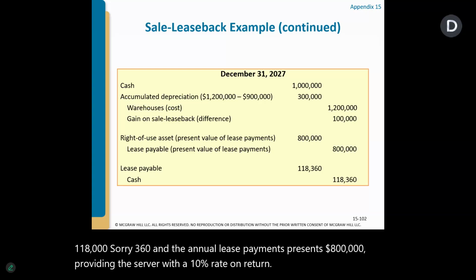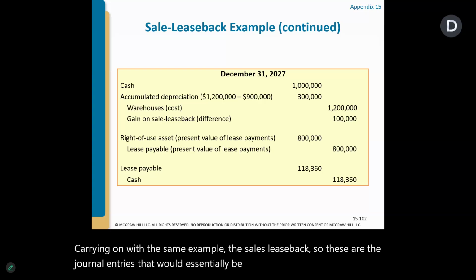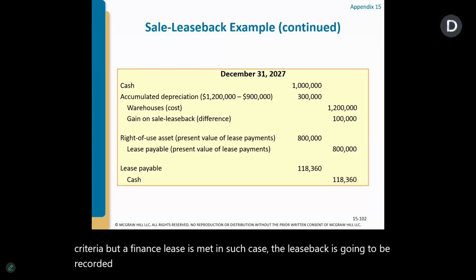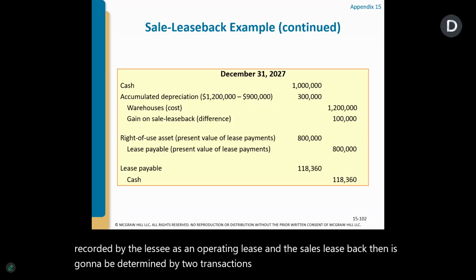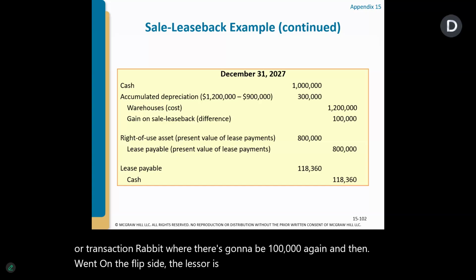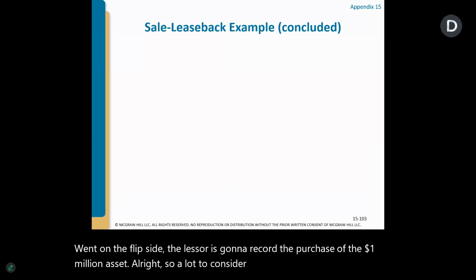Carrying on with the same example, the sales leaseback. So these are the journal entries that would essentially be recorded. And since none of the criteria for the finance lease is met, in such case, the leaseback is going to be recorded by the lessee as an operating lease, and the sales leaseback then is going to be determined by 2 transactions. One, there's going to be a transaction where there's going to be $100,000 in gain, and then on the flip side, the lessor is going to record the purchase of the $1 million asset. All right, so a lot to consider when there's a sales leaseback example.